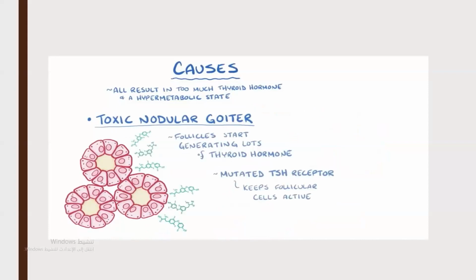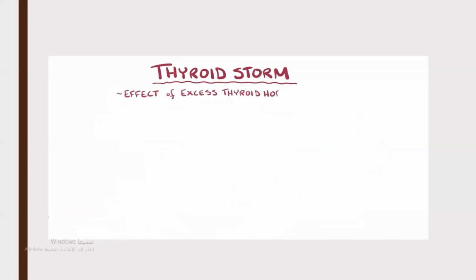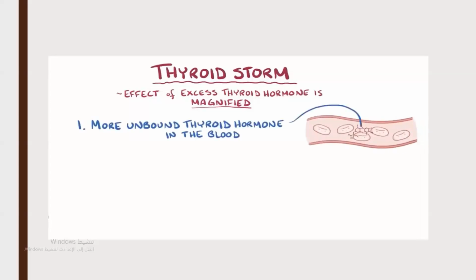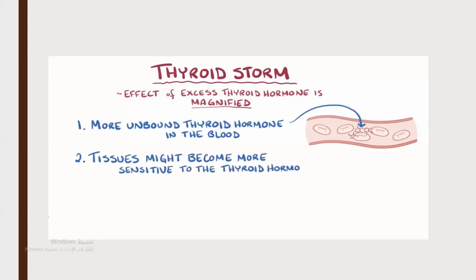Regardless of the cause of hyperthyroidism, occasionally a person can develop thyroid storm, which is when the effect of having excess thyroid hormones is suddenly magnified. The exact reason that this happens is unclear, but there are some proposed mechanisms. The first is that there may be more unbound thyroid hormone in the blood, which is the active form of the hormone. The second is that the level of unbound thyroid hormone may be unchanged, but the tissues might become more sensitive to thyroid hormone.